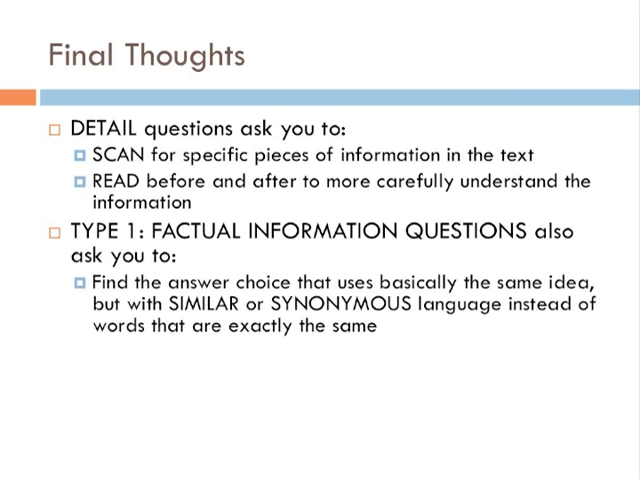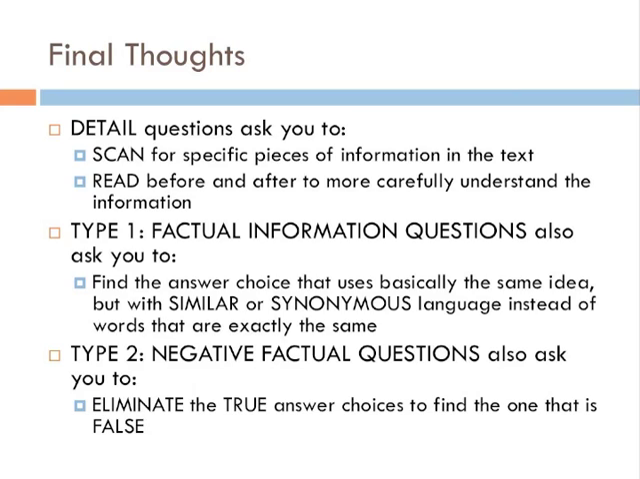Type 1 factual information questions, remember they ask you to find the answer choice that's basically using the same idea, but oftentimes with similar or synonymous language, instead of words that often may be exactly the same. Type 2 negative factual questions also ask you to eliminate the true answer choices to find the one that is false.